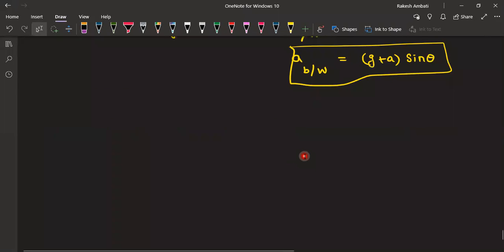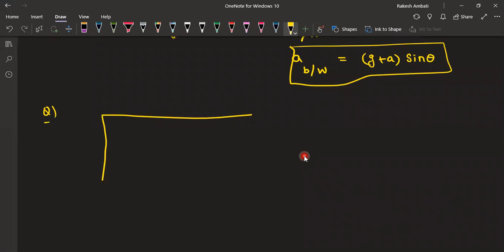Next question. So here we have a lift. But this question you try as a homework. We have a lift moving downwards with acceleration a.